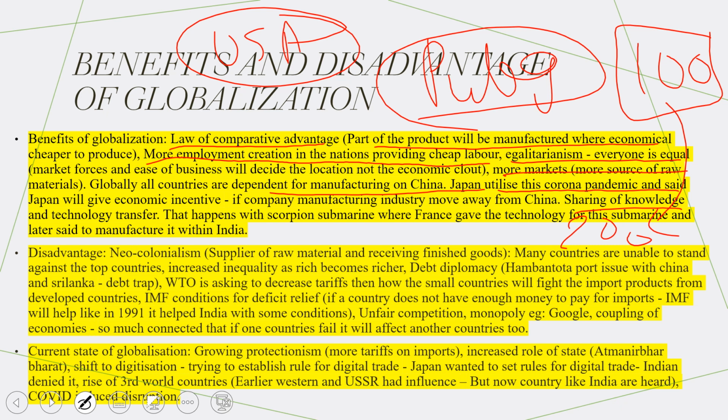The best example of China's debt diplomacy is the Hambantota port in Sri Lanka, where it put Sri Lanka in a debt trap and ultimately took control of the Hambantota port, and that is a security challenge for India. Now the World Trade Organization is asking to decrease tariffs, then how will the small countries survive?